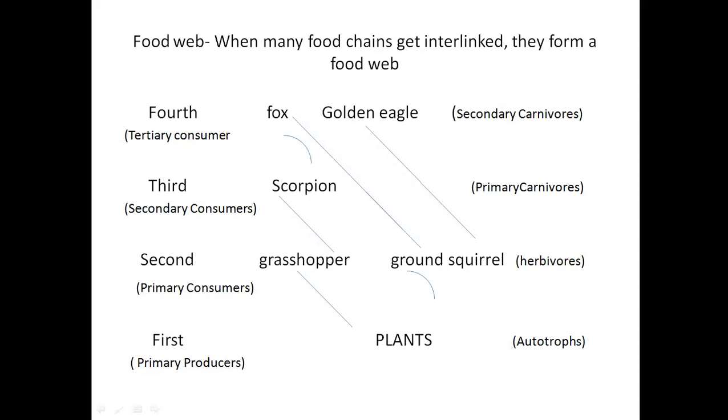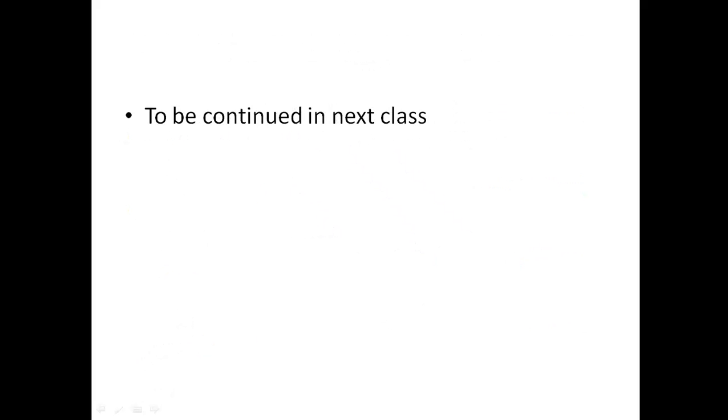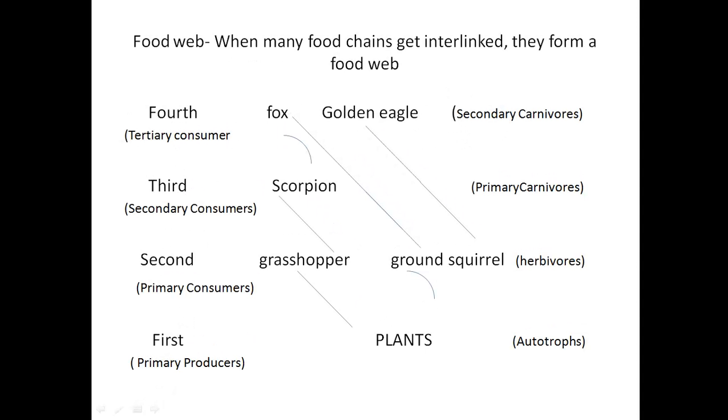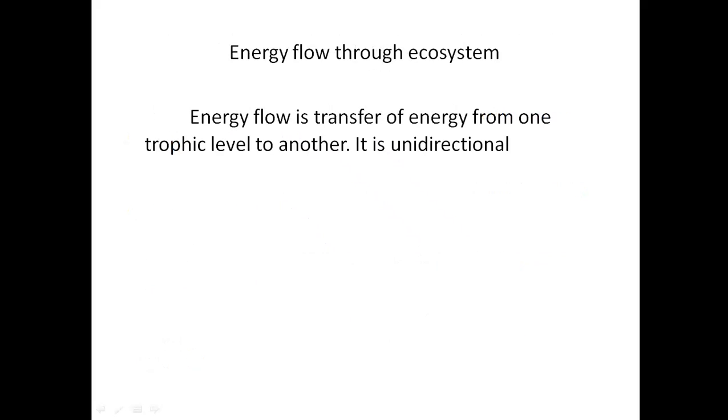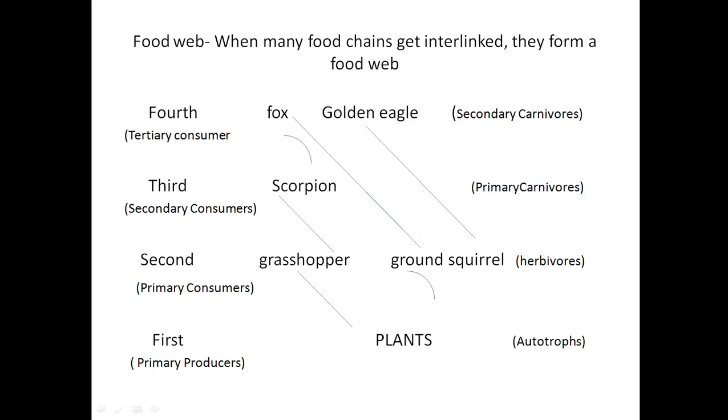Another food chain you can see is ground squirrels eat plants, and the foxes can also eat the ground squirrels. So here you can see that this is another food chain.